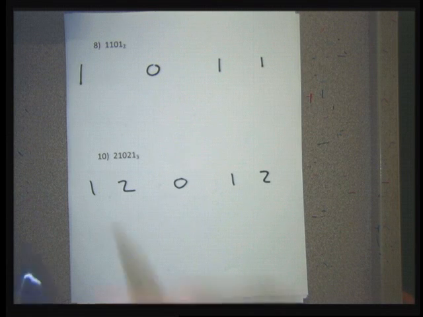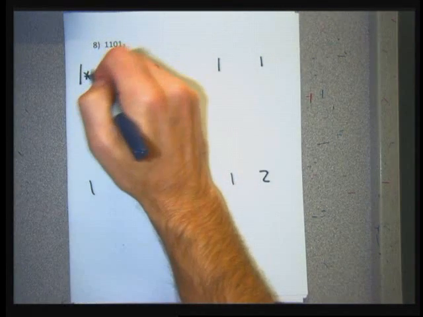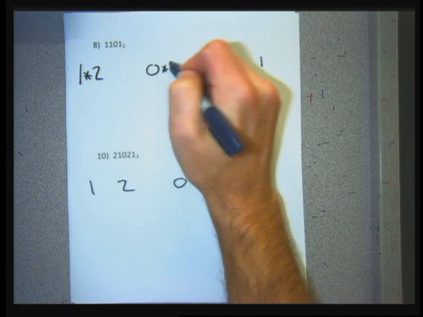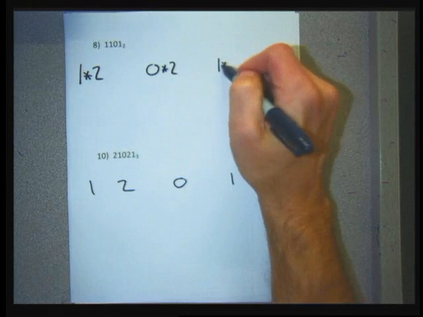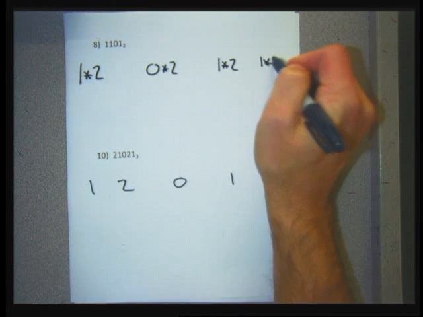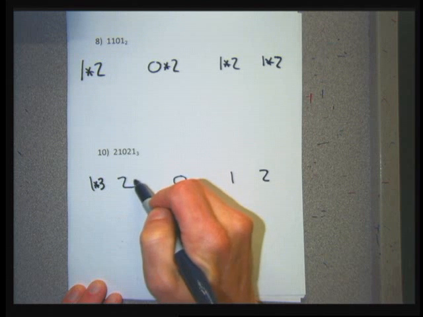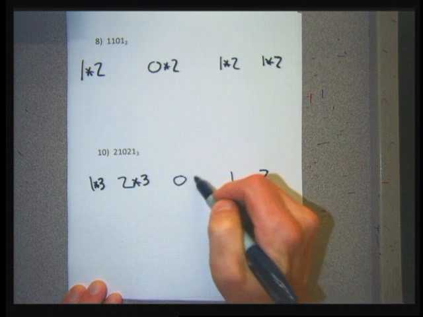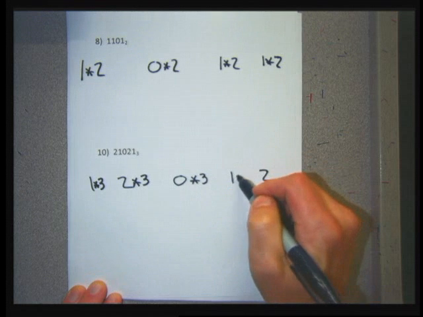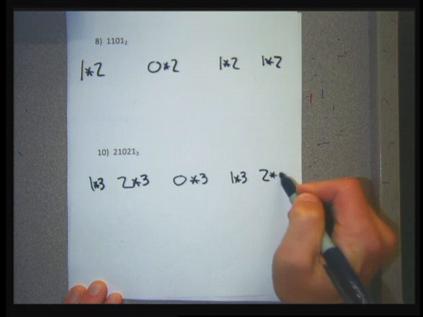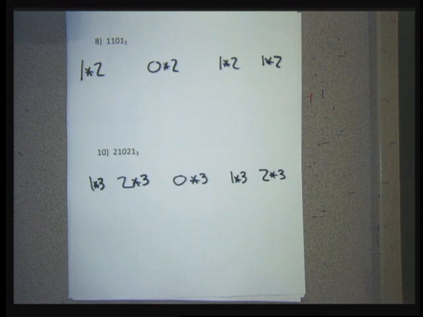Then, next to each of the numbers, I'm going to put a times a base. In problem 8, the base is 2. So next to each of the numbers that I've written in reverse, I'm going to write a times a 2. In problem 10, because the base is 3, next to each of the numbers, I'm going to put a times 3. So I've basically done the same things for problems 8 and 10 to get started. I wrote the number backwards, and next to each of the numbers, I put times the base.